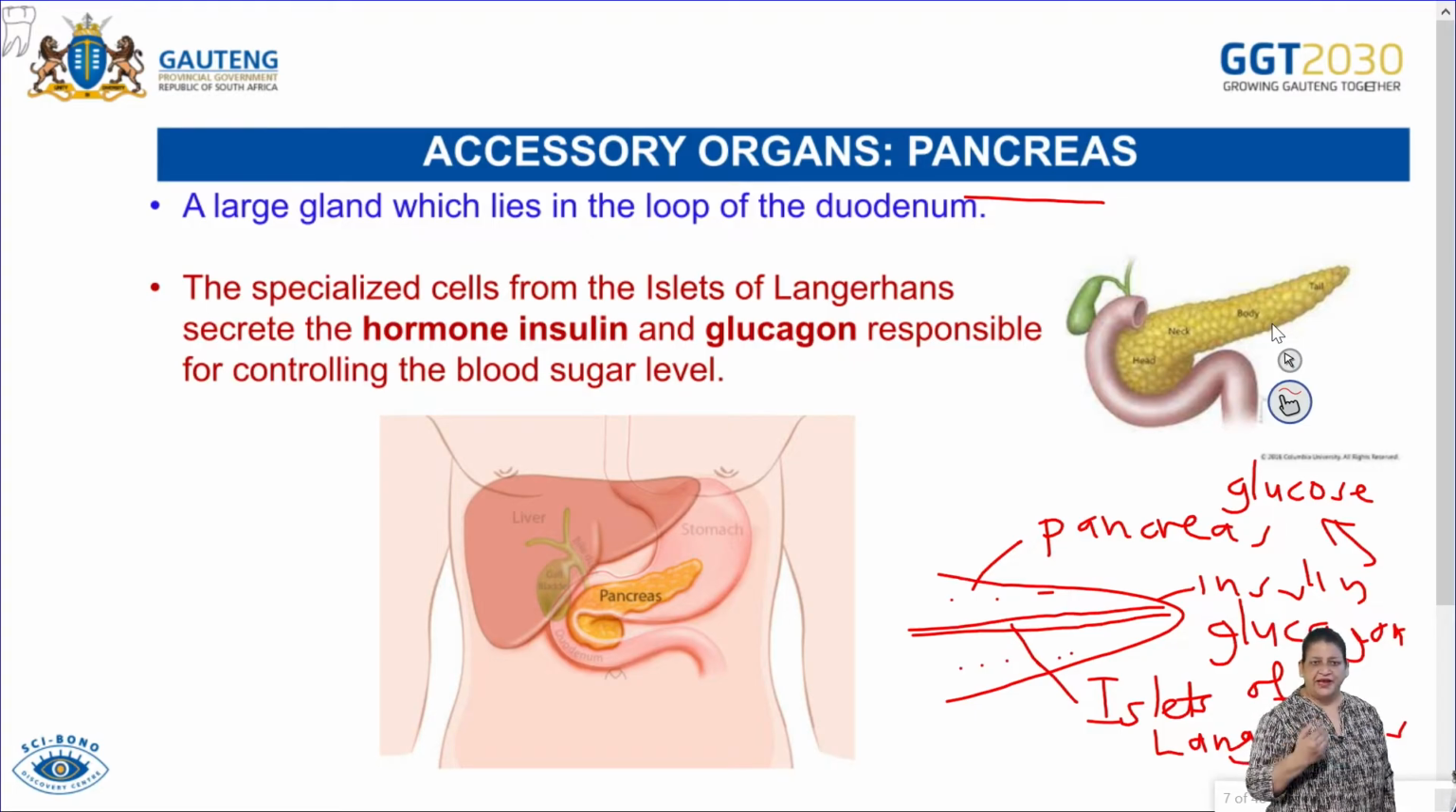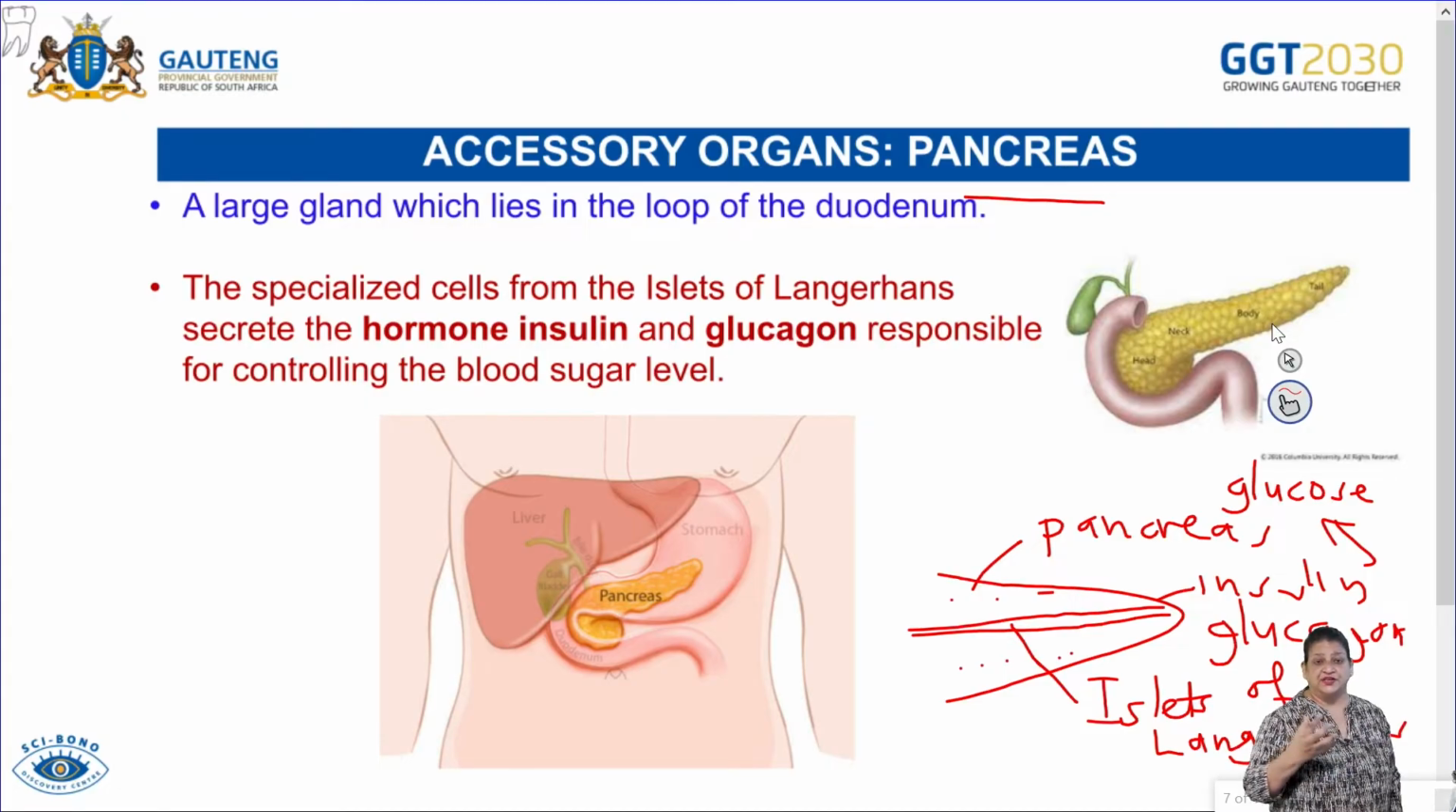If it's too much, then the pancreas will secrete the hormone insulin to take the extra glucose and convert it into glycogen and store it where? In the liver. So who is responsible for converting excess glucose to glycogen? Insulin. And where does it come from? The pancreas. And where is it stored? Liver. So you see, the pancreas and the liver are actually interrelated.